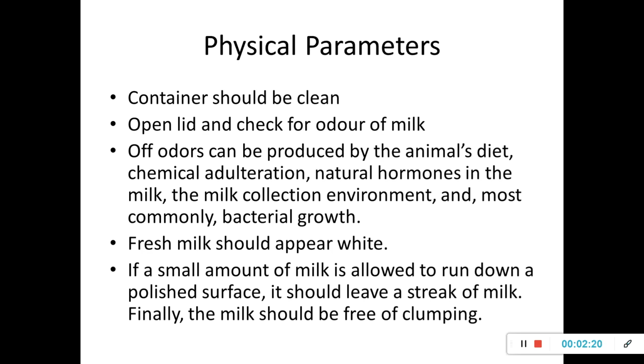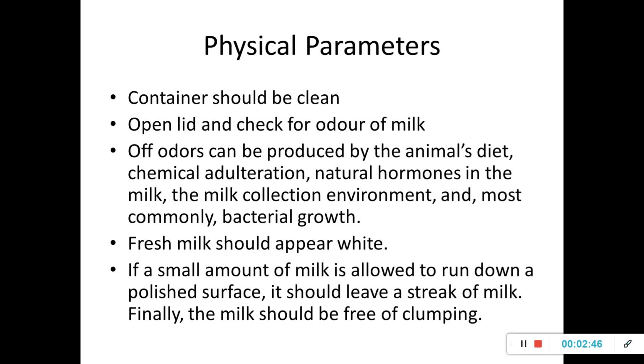Firstly, you check whether the container is clean, and you open the lid and check for the odor of the milk, because often off odors are produced by the animals' diet, chemical adulteration, natural hormones in the milk, the milk collection environment, and most commonly even bacterial growth could cause the off odors.